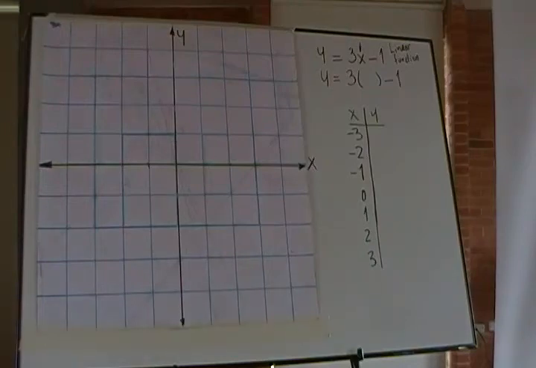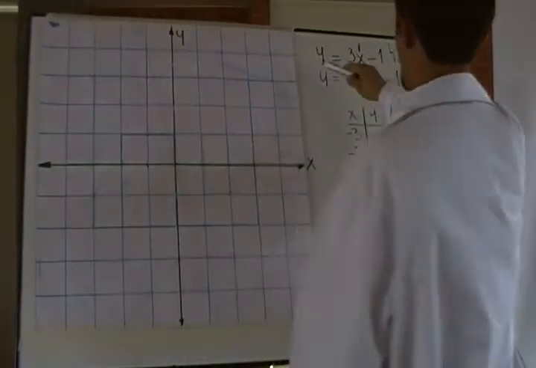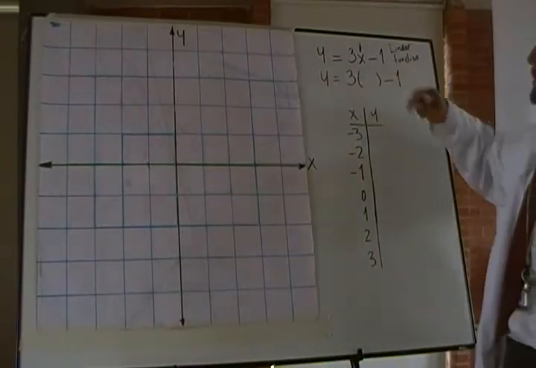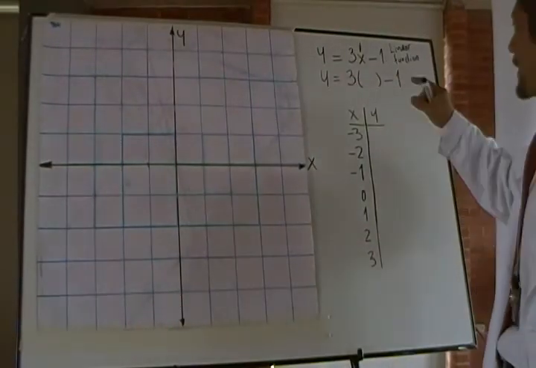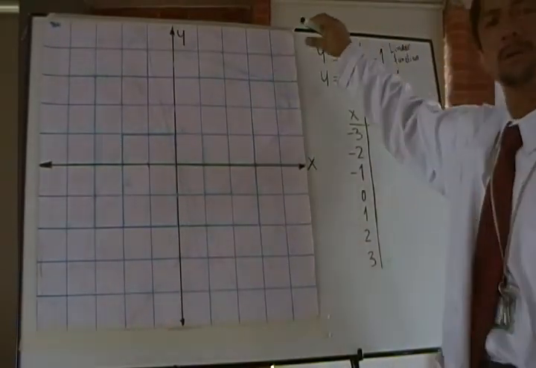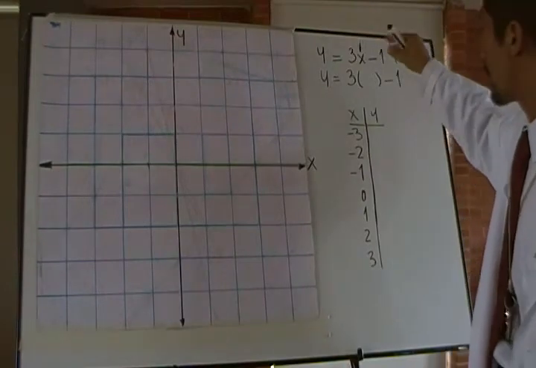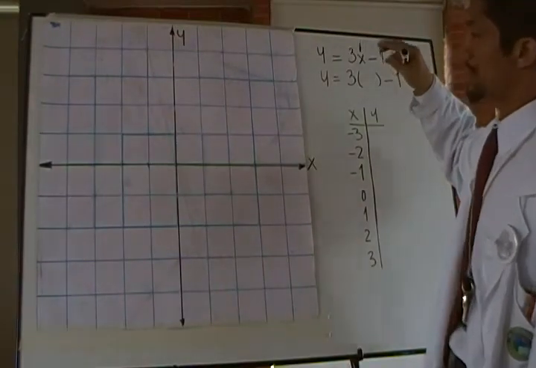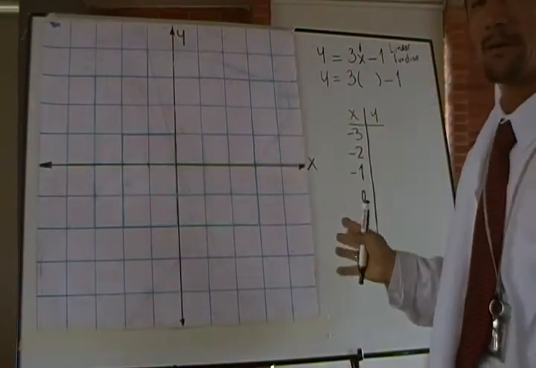In order to graph a linear equation like this one, y equals 3 times x minus 1, we're going to follow the pattern. We're going to follow this equation in order to be able to draw a linear function, which produces a straight line on the coordinate plane.